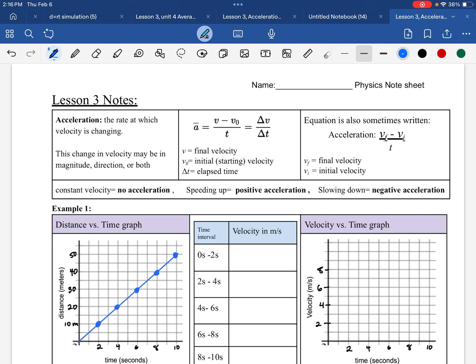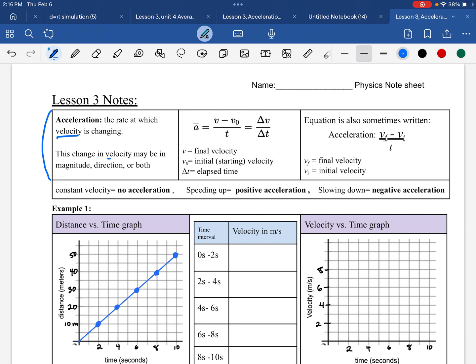Lesson 3 notes, acceleration. So we looked at acceleration in Lesson 2 notes. We have this definition already in our Lesson 2 notes, and we're going to go more in depth this time. We're going to be doing some calculations. But let's review. Acceleration is the rate at which velocity is changing. So measuring how an object's velocity or speed is changing.